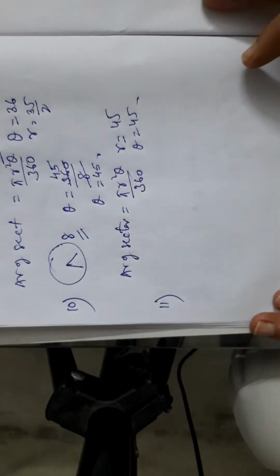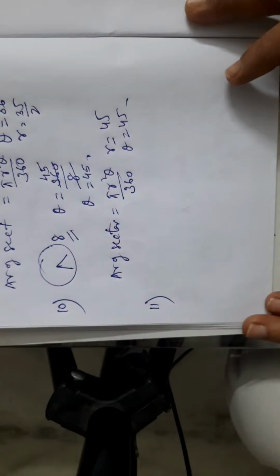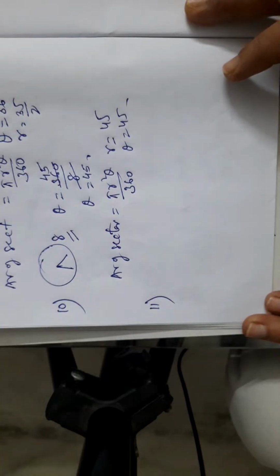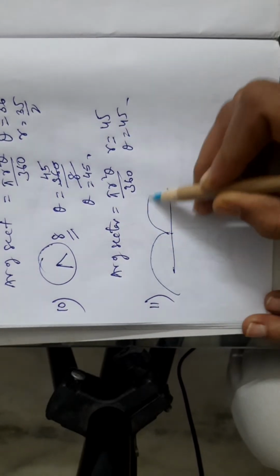Now coming to the 11th question, here it is given: a car has 2 wipers which do not overlap. Each wiper has a blade of length 25 centimeter. So here 2 wipers are there with a blade of 25 centimeter.